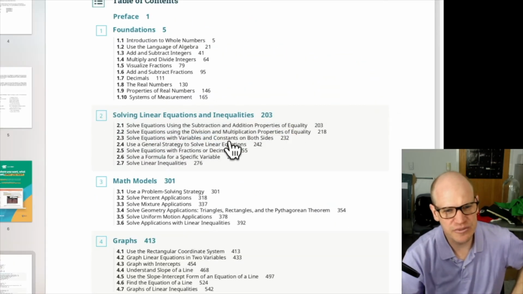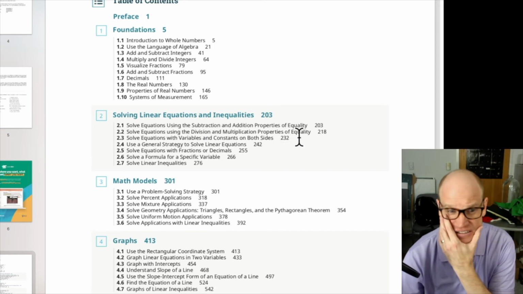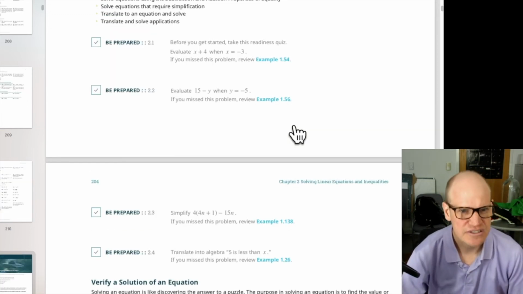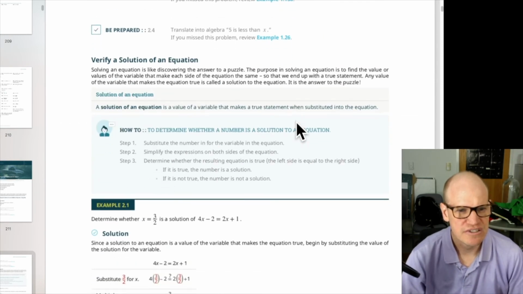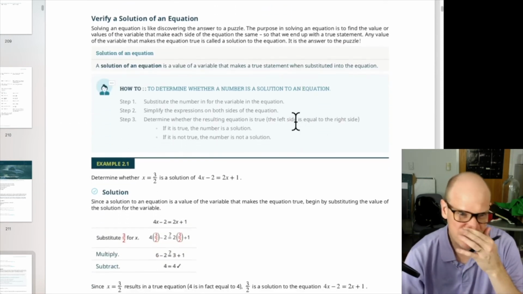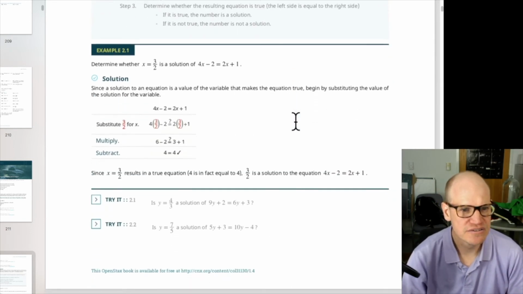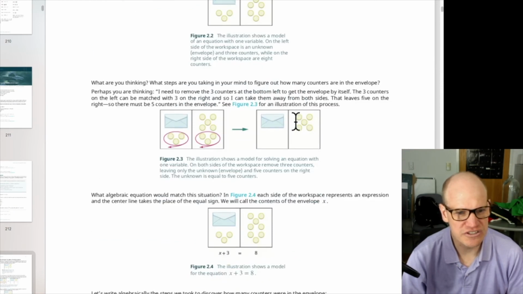Solve equations with variables and constants on both sides. Okay, we did that. Solve equations using division and multiplication properties of equality. I wonder, let's take a look and see if the book actually treats it the same way that I treated it. Okay, let's see if it invokes these rules of algebra. Determine whether a number is a solution to an equation. We don't need to do that. That sounds boring. Okay, so that's the solution to an equation question.